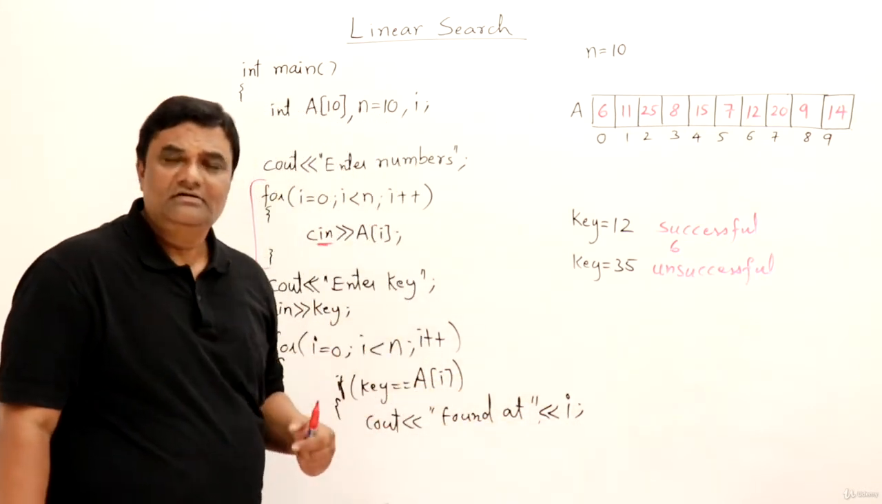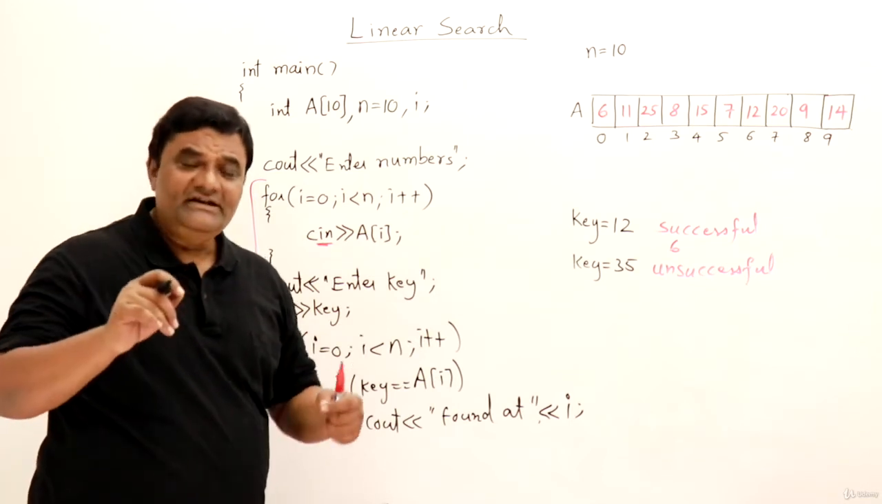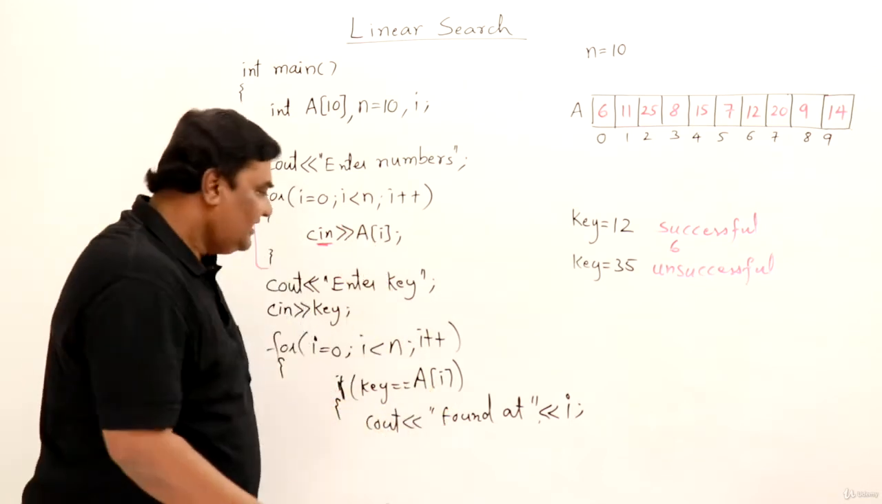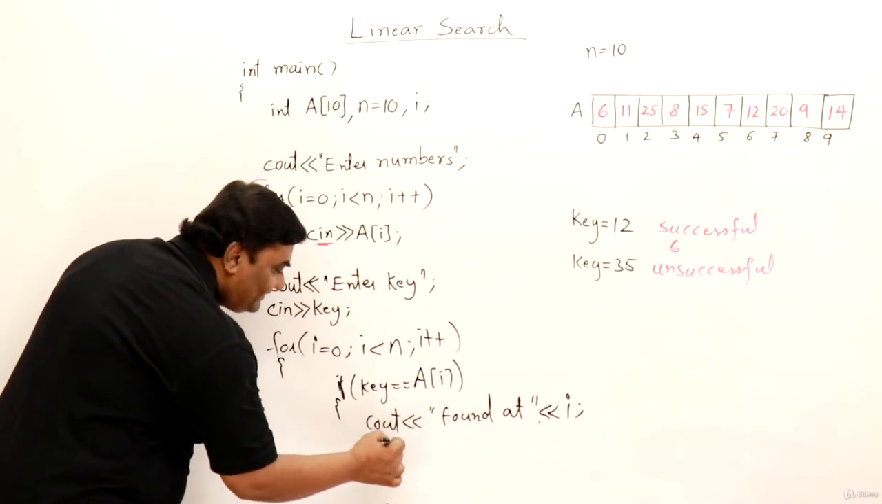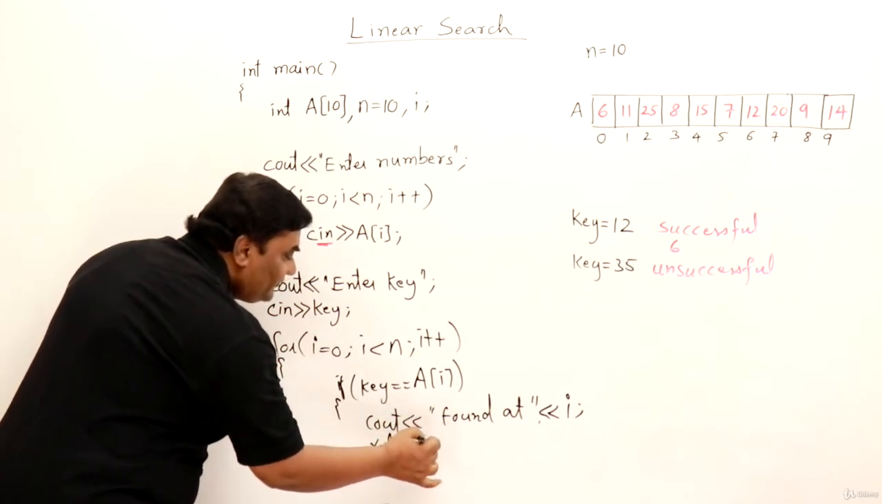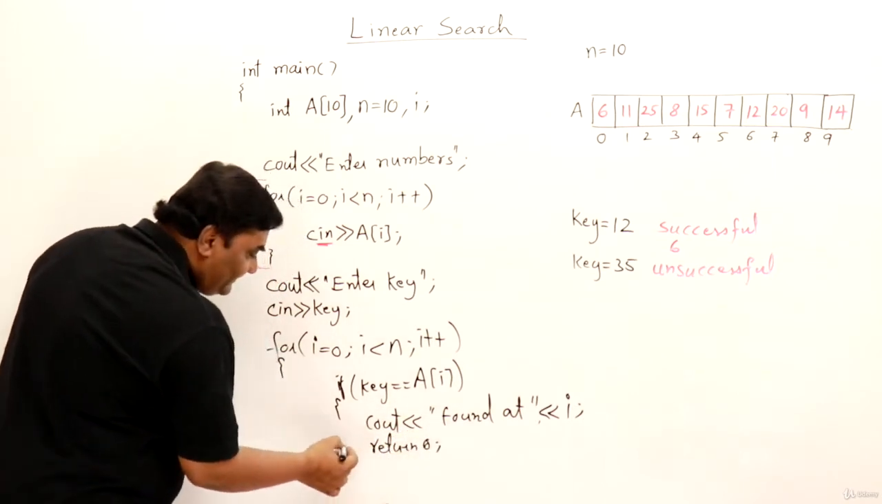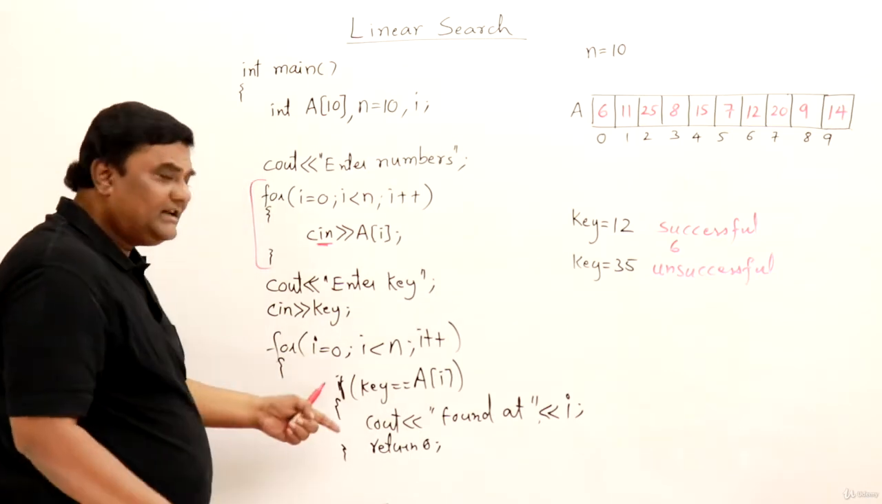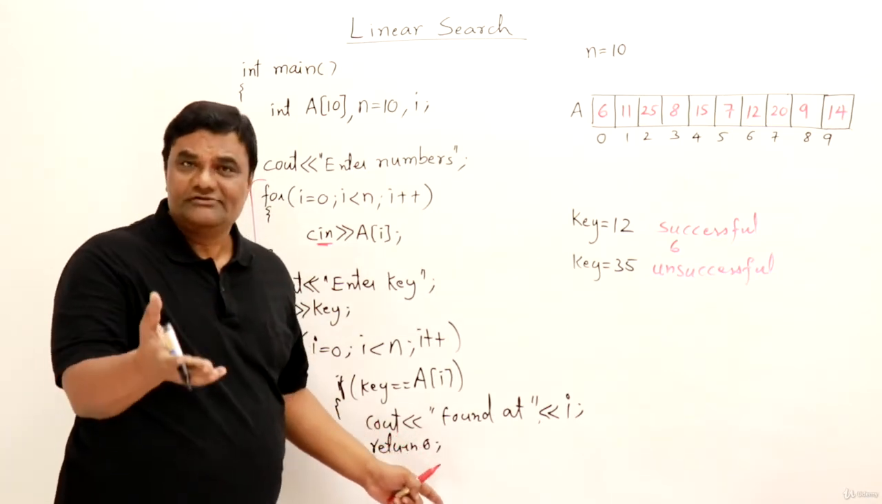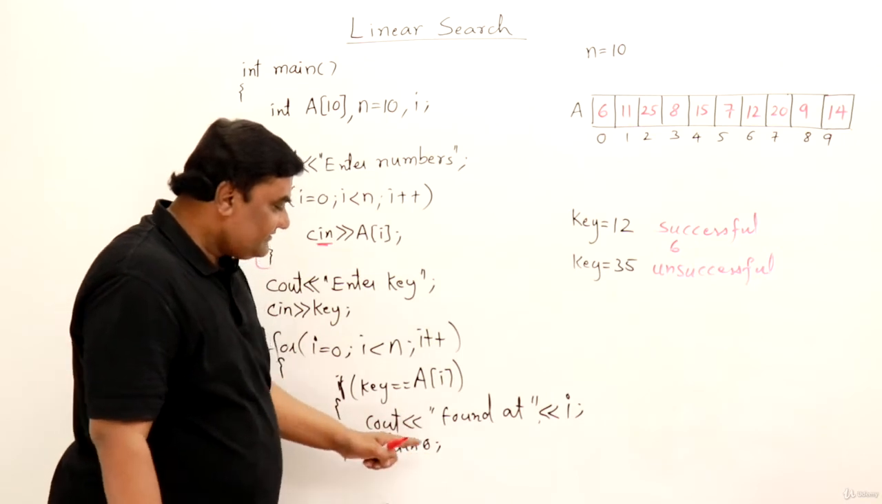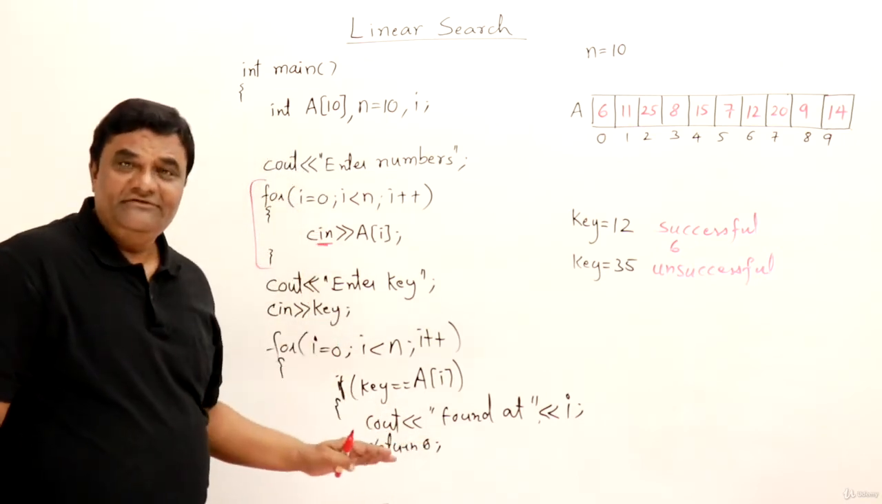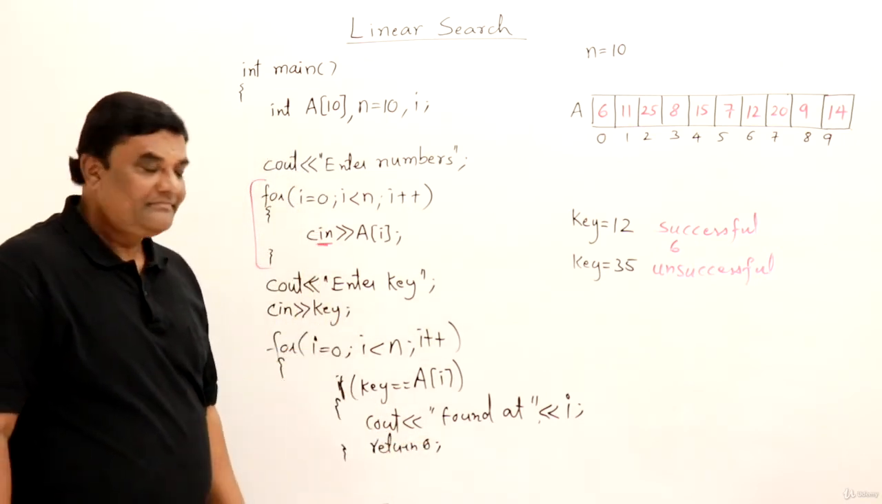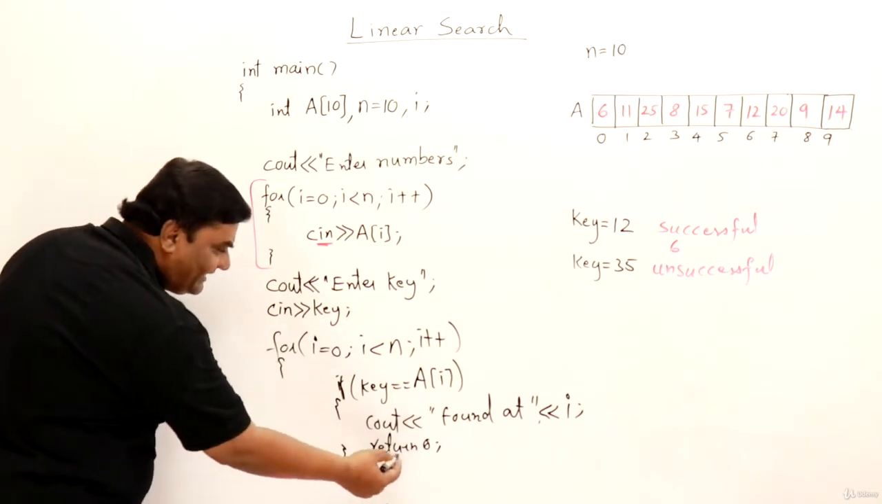That's all. Then once you have found the key, you should stop the program. So here itself I will write return 0. You remember we write return 0 at the end of the main function, so that will stop the function. Anyway it's going to stop. So if you write return 0 here, the main function or the program will stop. Next, this is inside the if only.